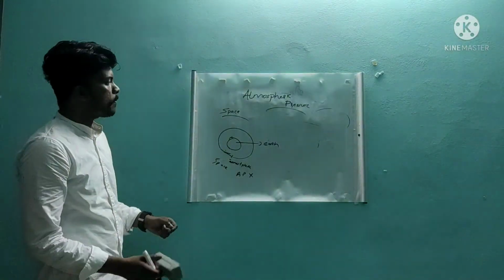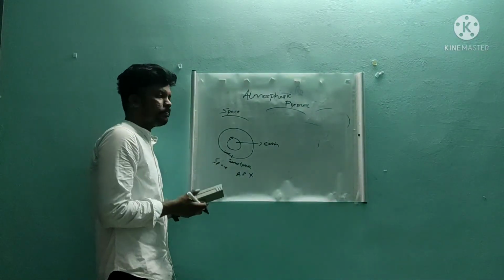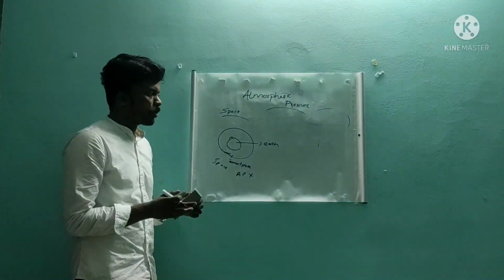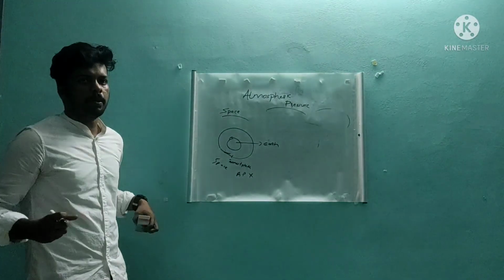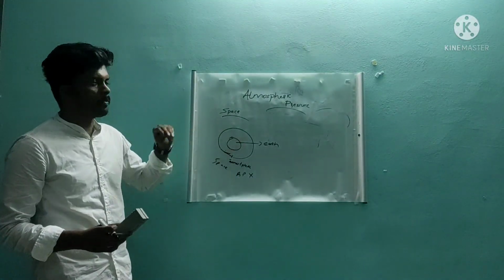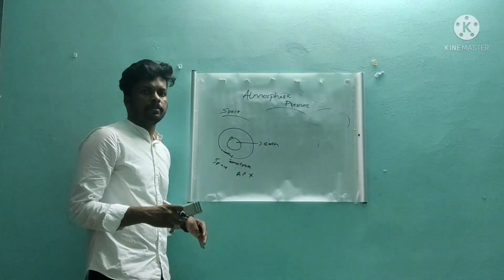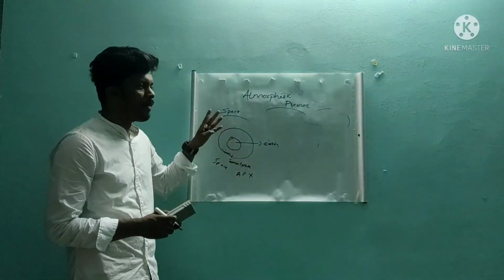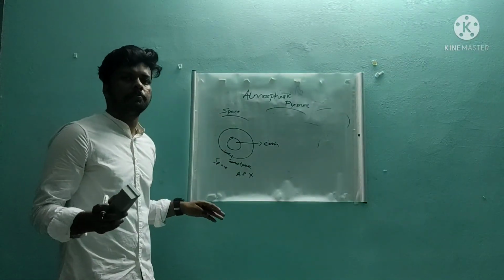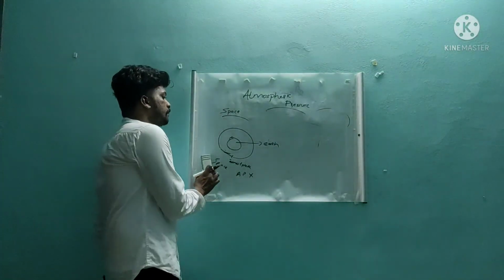So what will happen for maintaining a balanced situation in the body? The astronauts wear special types of dresses because there is no atmospheric pressure. For maintaining body pressure equally, astronauts and all other people who travel to space will wear a special type of clothes.